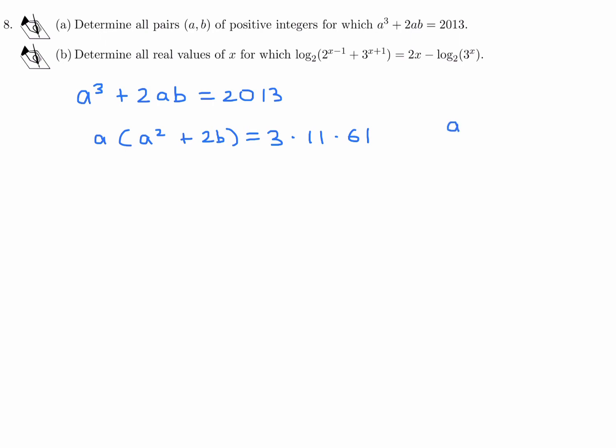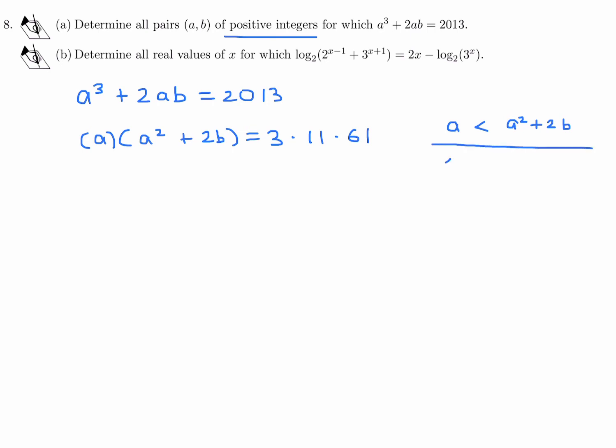So I've got a, and I've got a^2 + 2b. Those are my two factors on the left side. So let's think about what kind of combinations. Obviously, since they're all positive integers, a has got to be less than this guy, a^2 + 2b. So what are my possible combinations?